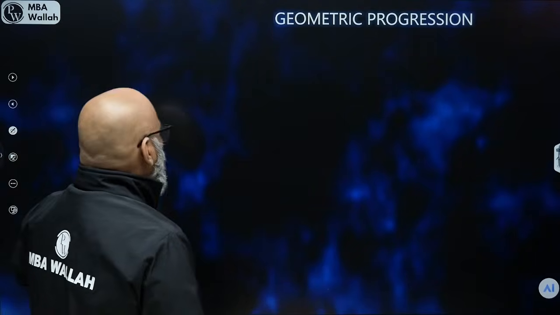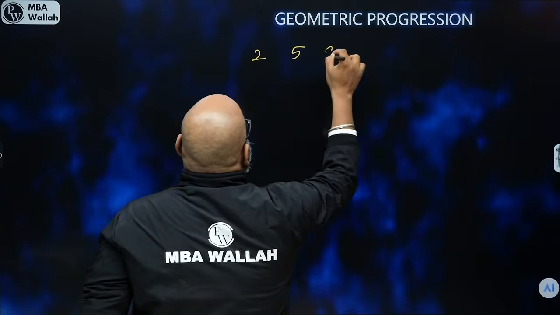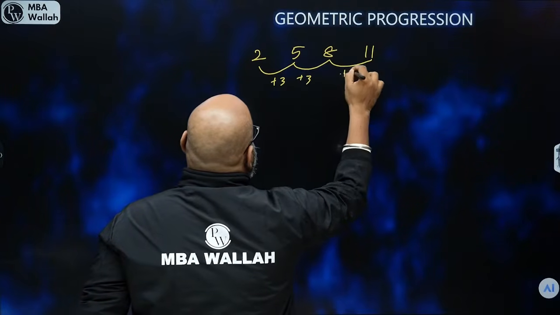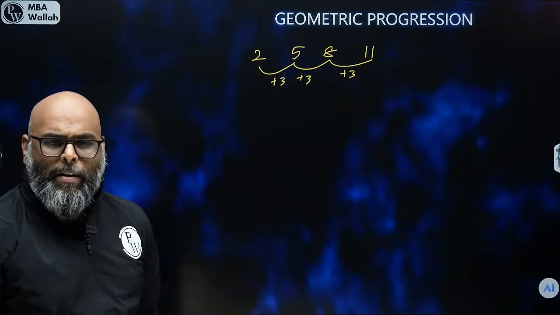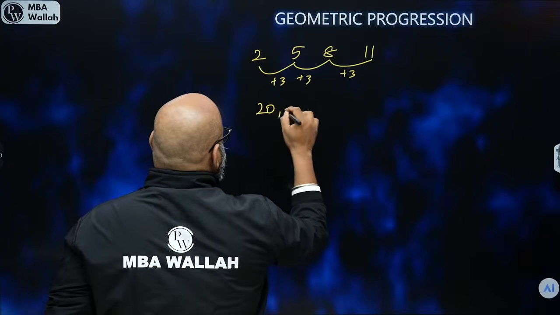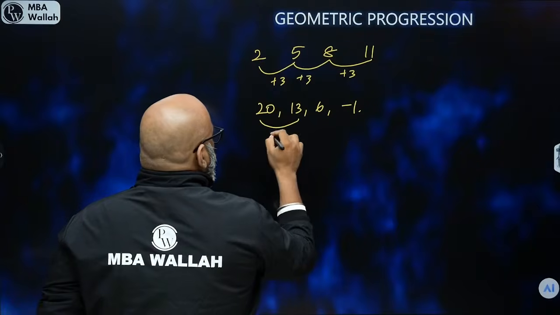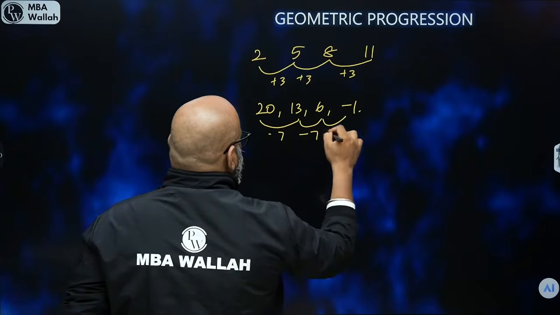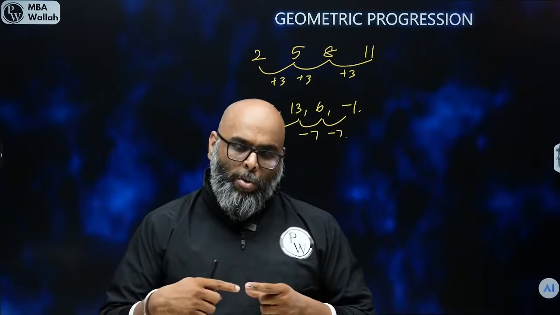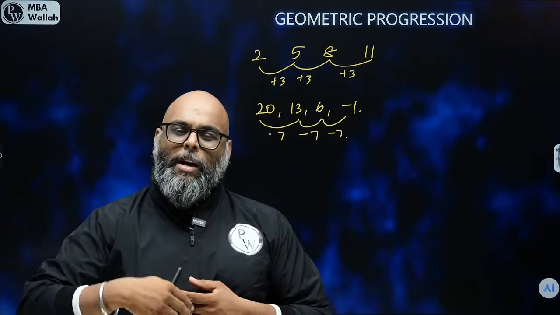Now, we know that when it is arithmetic progression, we say 2, 5, 8, 11, this is an AP, plus 3, plus 3, plus 3 and so on. This is an AP. What is a GP? Now, an AP can also be 20, 13, 6, minus 1. This is also an AP where the common difference is minus 7. So, you either add or subtract, that's an AP. Repetitive addition or subtraction will create an AP. What is a GP? A repetitive multiplication or division.